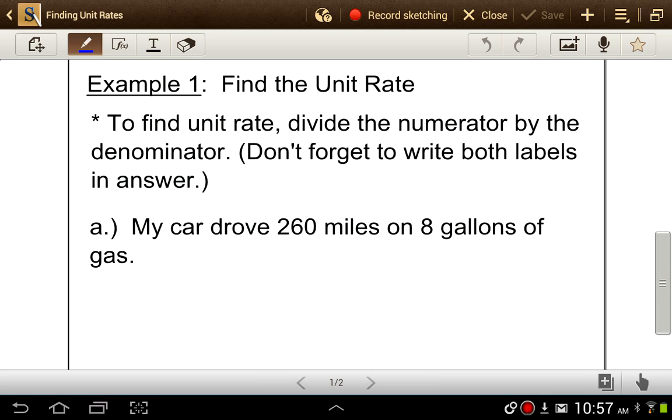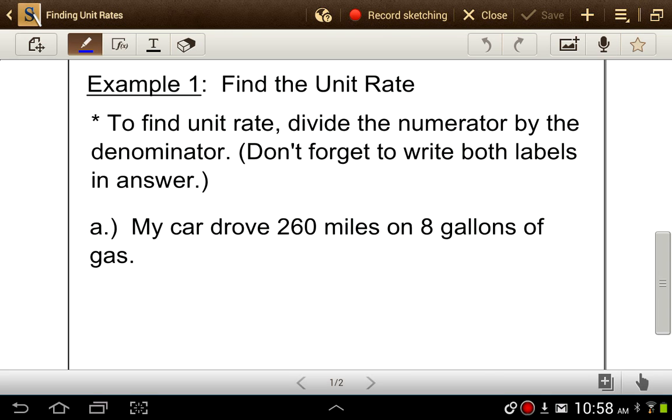That's okay. So, example A. My car drove 260 miles on 8 gallons of gas. So I want to figure out what my miles per gallon is. That's what we do, miles per gallon. You could figure out what your gallons are per mile, so if you drove a mile, how much gas you're going to use. But for the most part, we talk in miles per gallon.